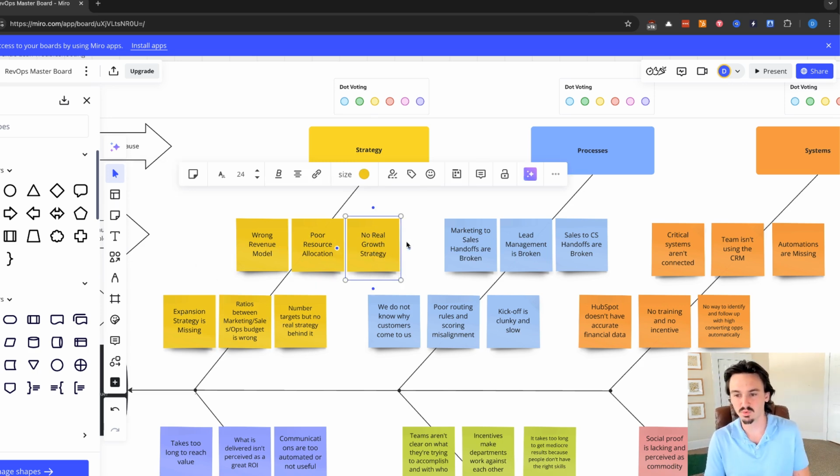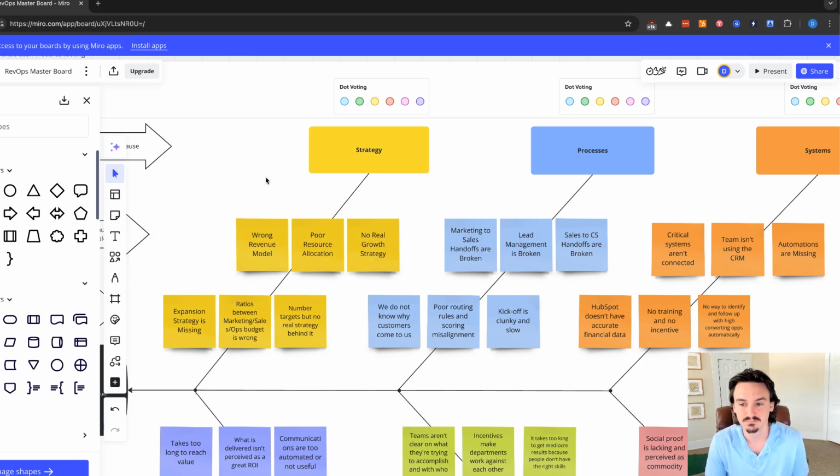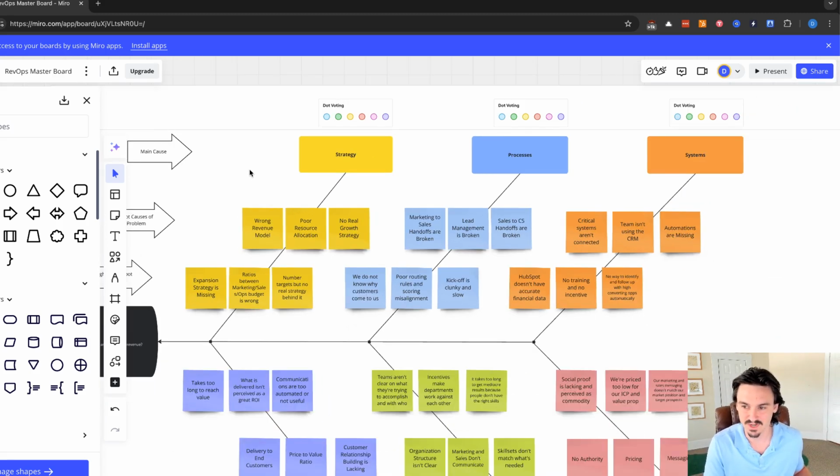And then third, no real growth strategy. And so numbers for targets, but no real strategy behind it. A lot of people that we talk to say we want to grow 20%. And that's their strategy. But that's not a real strategy. You have to get into the details of how you're going to do that and all the facets that roll up into a strategy as a whole.